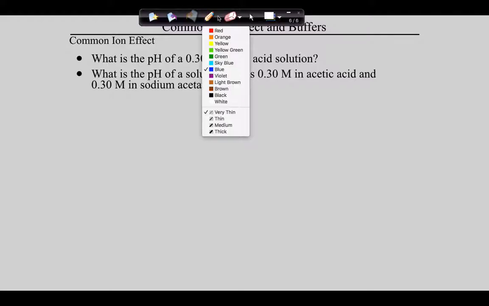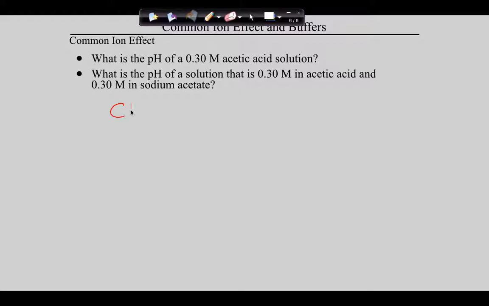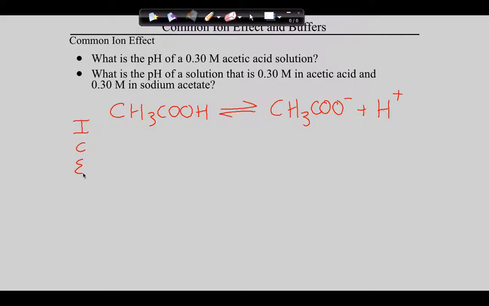Same process. We've got CH3COOH. We've got CH3COO minus. And we've got hydrogen. Now we're going to ICE box this. Now, our concentration of acetic acid is still 0.30 molar. That's it.